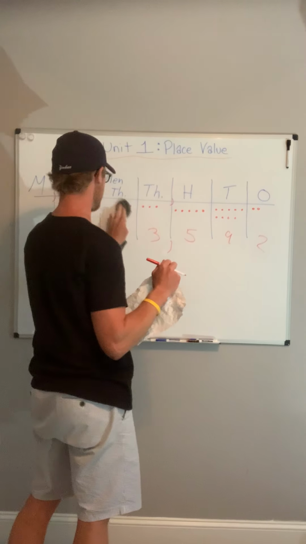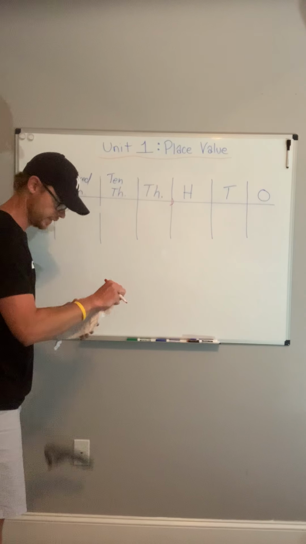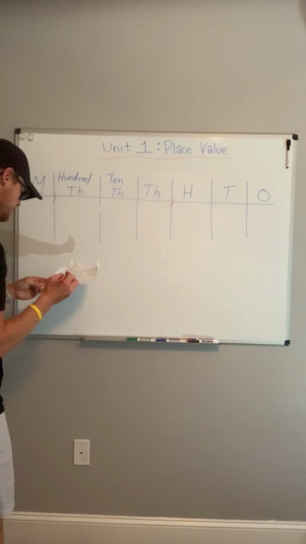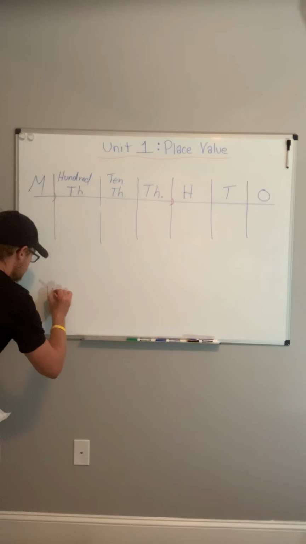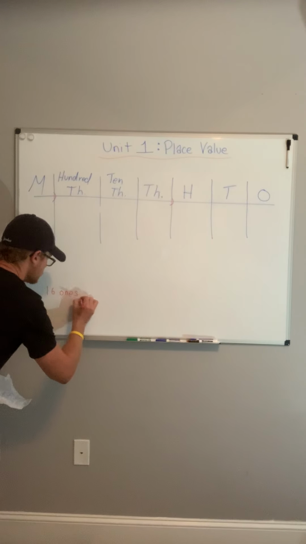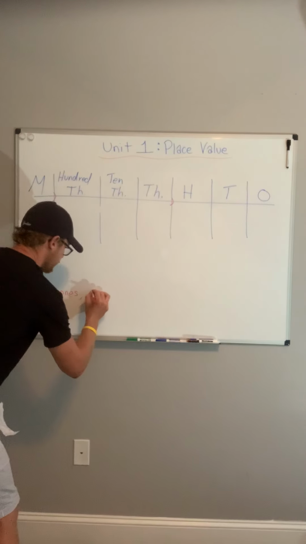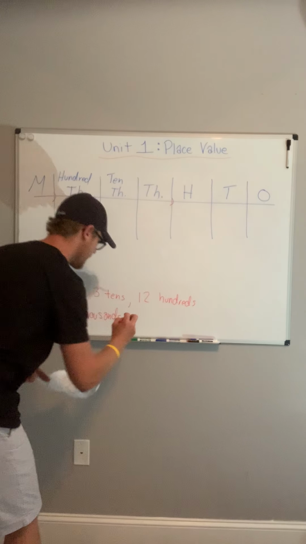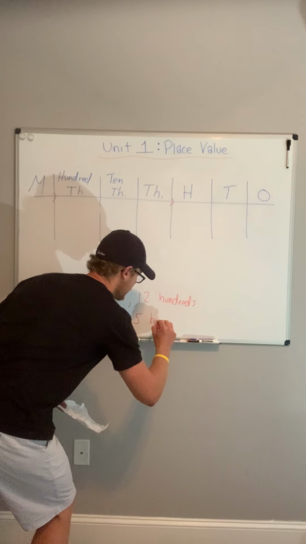But we're going to use the same chart here. Okay, so for this one, in word form, we're gonna have 16 ones, 3 tens, 12 hundreds, 7 thousands, and 500 thousands.